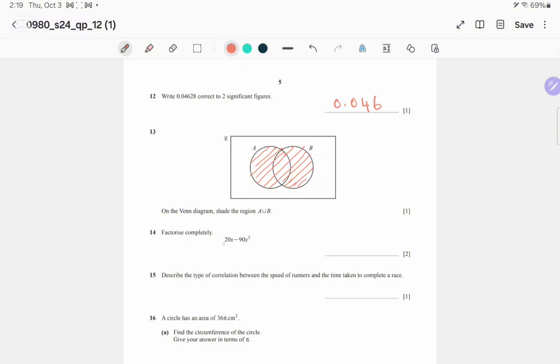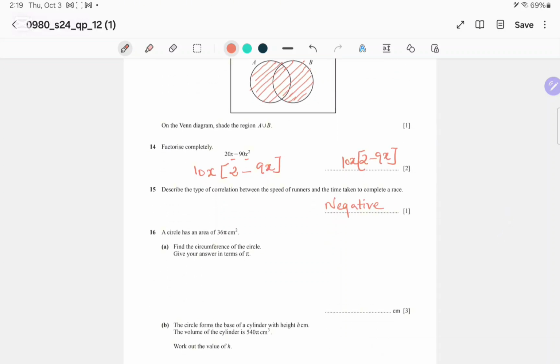Now next question, factorize completely 20x minus 90x squared. So what is the common factor? Only x and 10. In the 10 table it will go. So 10 and x we are taking outside. Remaining is 2 minus 9x. So the answer is 10x in brackets, 2 minus 9x. Next question, the 15th one. Describe the type of correlation between the speed of the runners and the time taken to complete a race. As one increases, the other decreases. So I will write negative correlation.